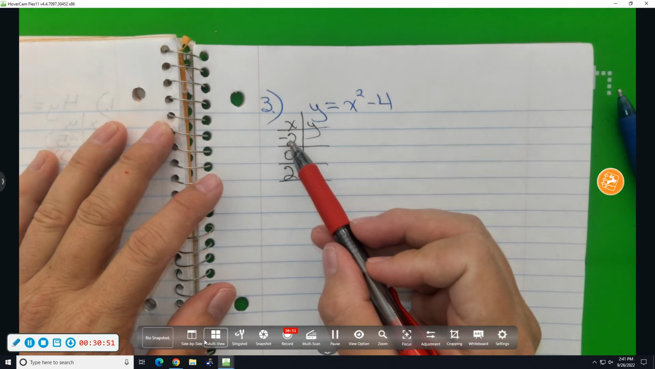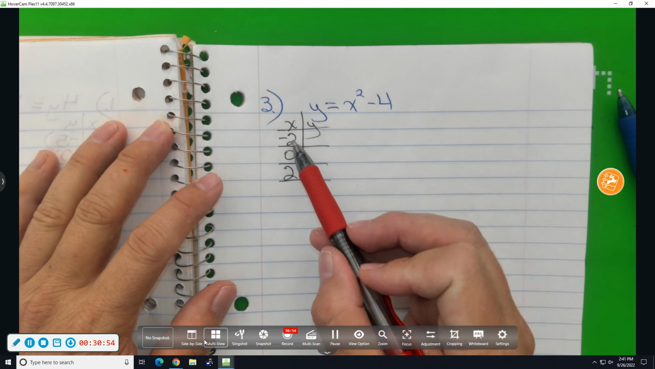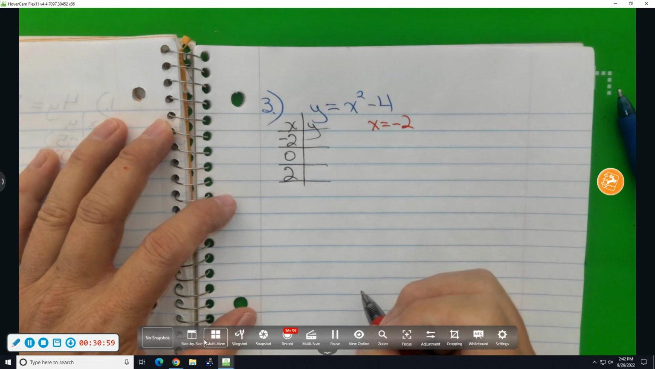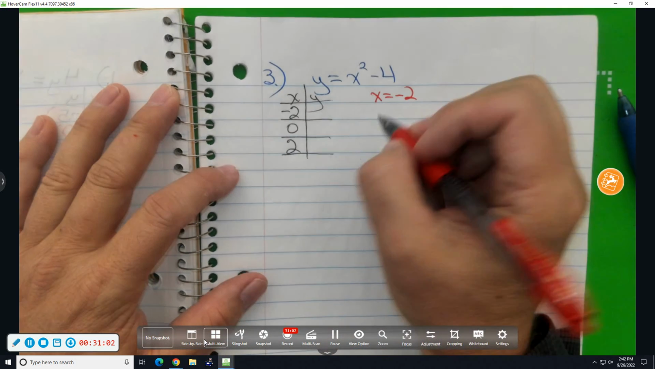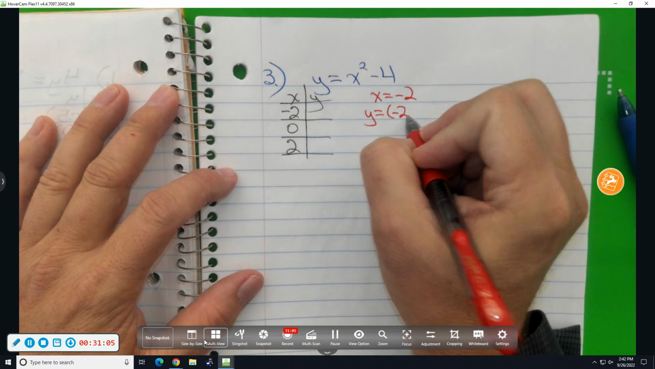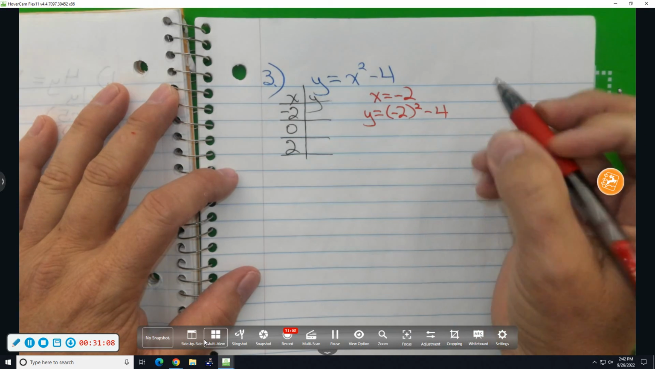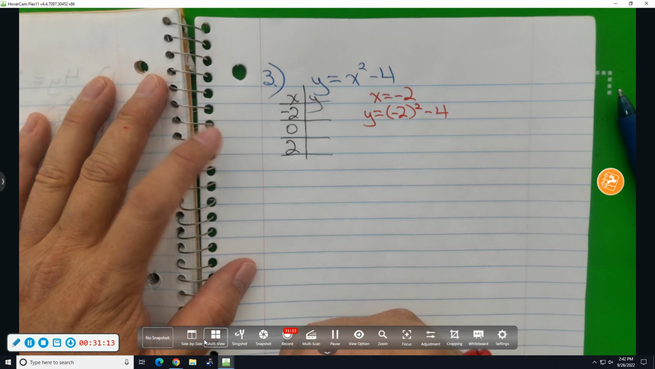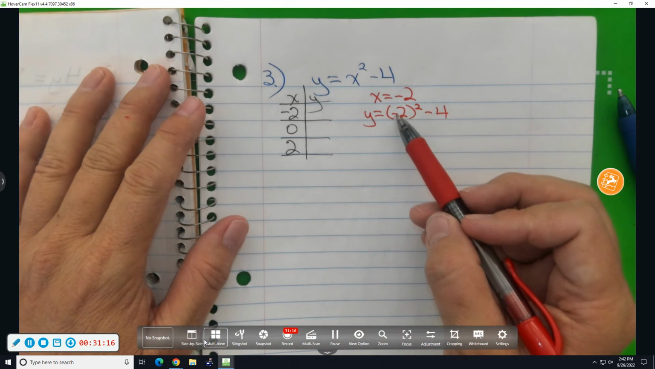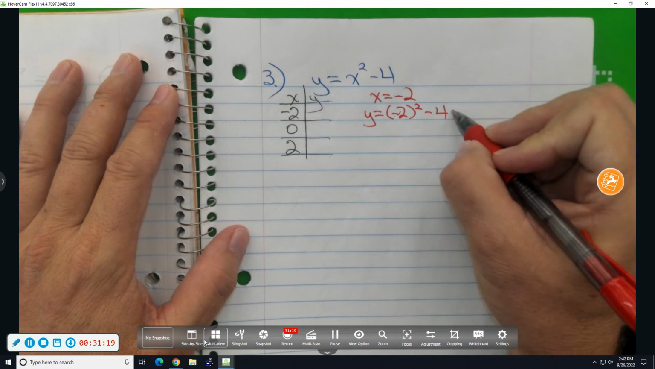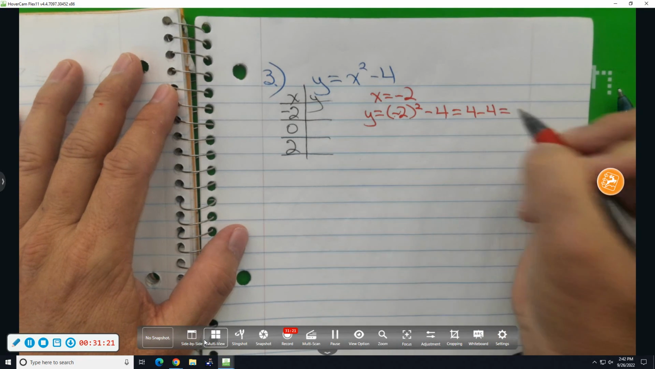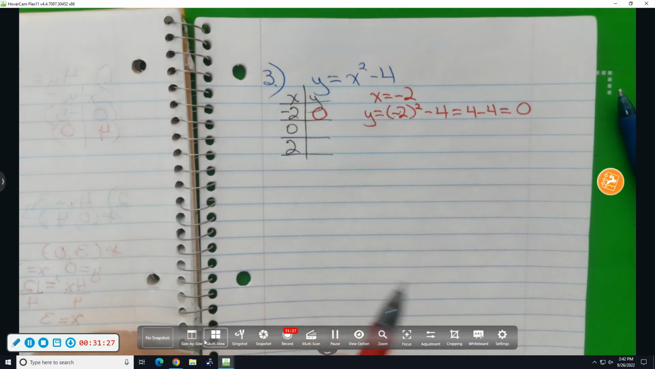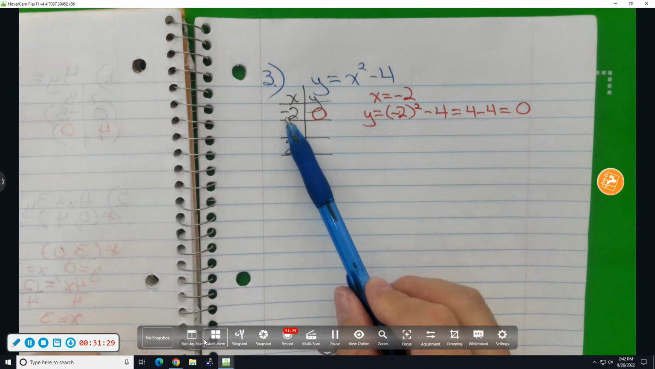So, we'll start with that first line. That's saying let x be -2. x is -2. So y is equal to (-2) squared minus 4. What's -2 times -2? That's a +4. Negative times negative is positive. So we have a 4 minus 4. What am I getting for my y value? 0. I agree. So we just generated the ordered pair (-2, 0).